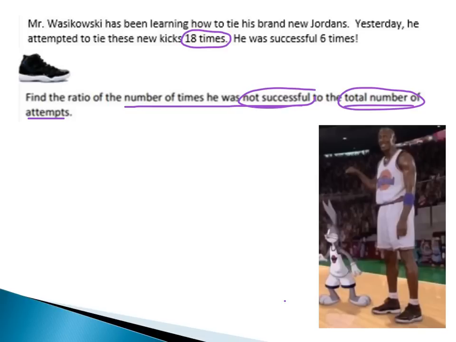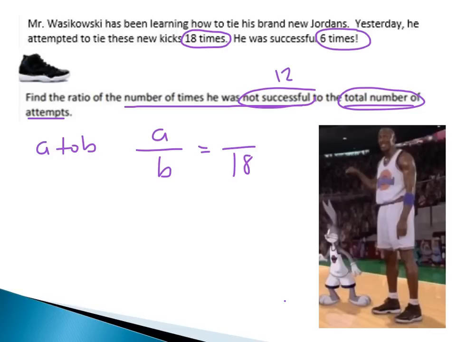If you think of your fraction, remember when I say A to B, B is going to go down low, A is going to be on top. So as this ratio, 18 times, the total number, is going to be on top. Now, the number of unsuccessful attempts: it says I successfully attempted it 6 times. So if I did it successfully 6 times out of the 18 times, how many did I do unsuccessfully? This should be 12. How did I get that? I just subtracted. So the ratio of unsuccessful attempts to the total number of attempts is 12 to 18.